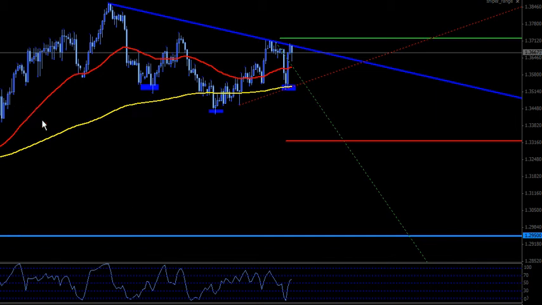Okay, this is going to be a tutorial on an inverse head and shoulders pattern along with an AB equals CD pattern. So this is the 4-hour chart, and this is February 22nd, 2011. And as we know, we have an inverse head and shoulders pattern here, with the left shoulder here, the head here, and the right shoulder here, and the neckline here.